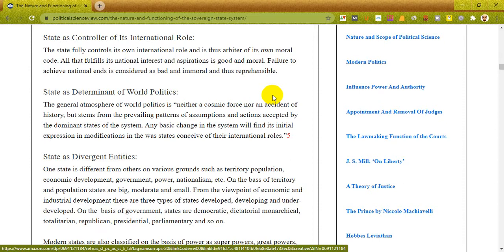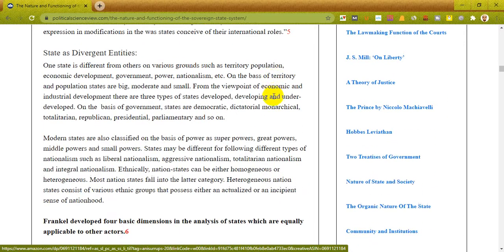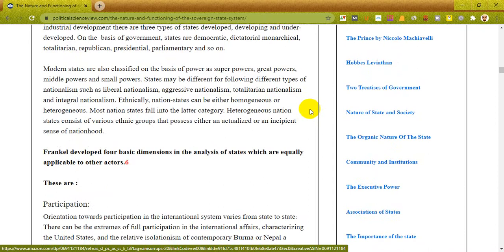State as divergent entities. One state is different from others on various grounds, such as territory, population, economic development, government, power, nationalism, etc. On the basis of territory and population, states are big, moderate, and small. From the viewpoint of economic and industrial development, there are three types of states: developed, developing, and underdeveloped. On the basis of government, states are democratic, dictatorial, monarchical, totalitarian, and republican, presidential, parliamentary, and so on. Modern states are also classified on the basis of power as superpowers, great powers, middle powers, and small powers.